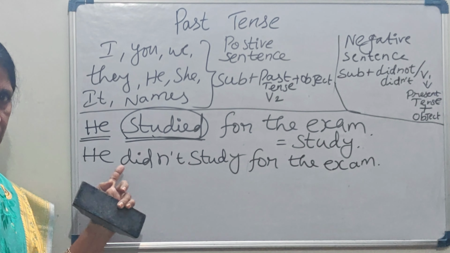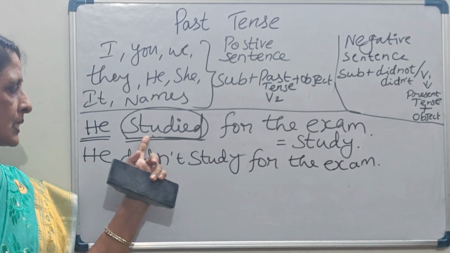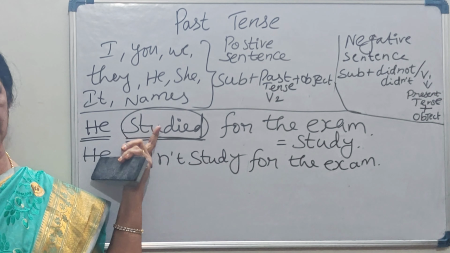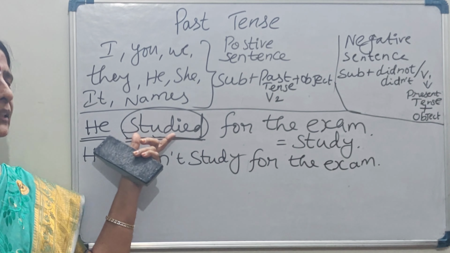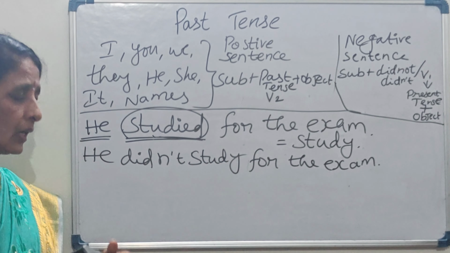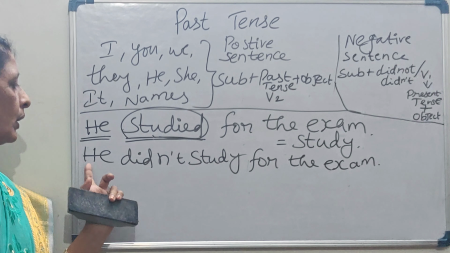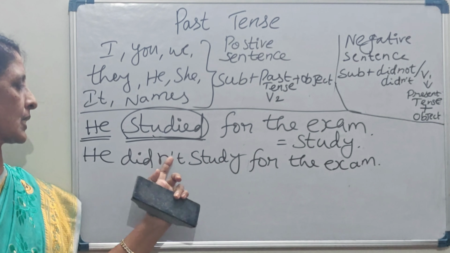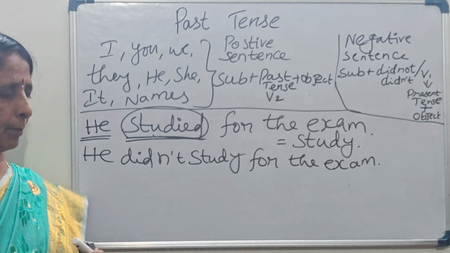Now are you clear with this? See, he studied for the exam is a positive sentence. This action was completed in the past. Here, till now he didn't finish, he didn't study. So in a negative sentence, he didn't study for the exam.